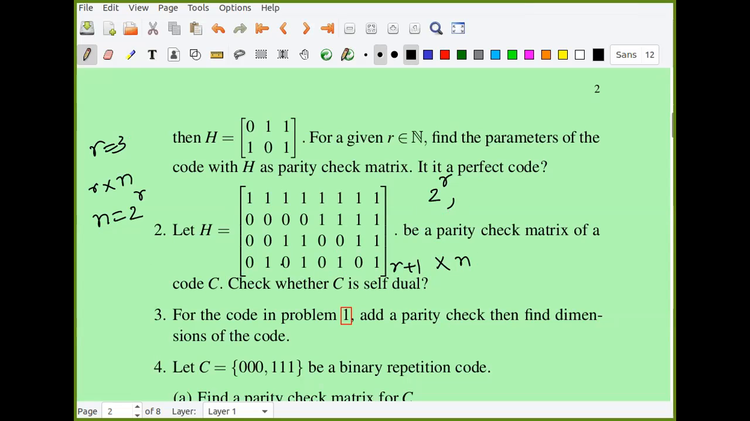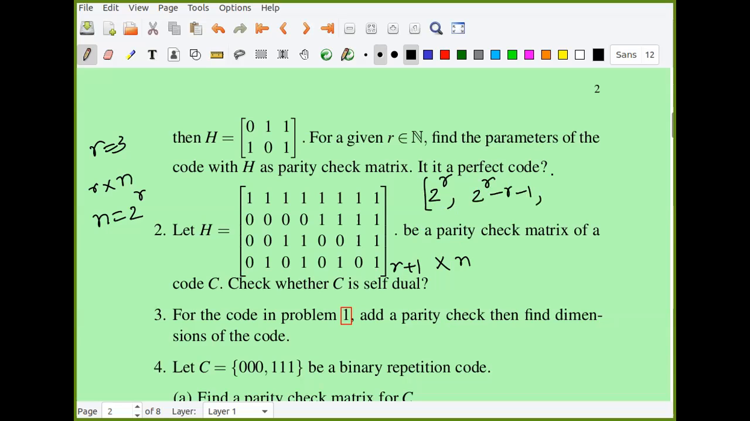What are the parameters of the code? Try to understand. This is the parity check matrix, not the generating matrix, right? So can you tell me the parameters of the code now? The n comma k value, can you tell? This is n minus k, right? N minus R minus 1. Yeah, so it is 2 power R minus R minus 1.